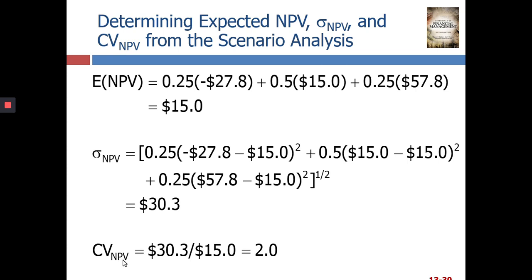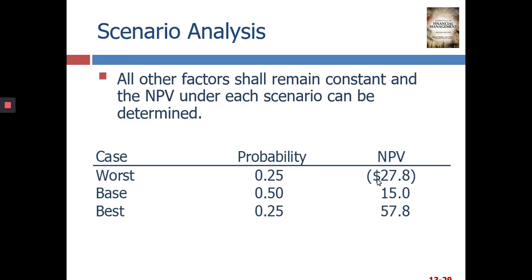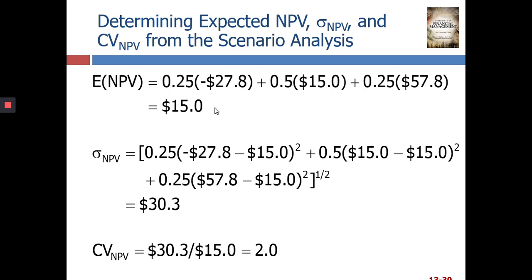So with all the different scenarios, worst, normal, the best, with the respective NPV, we want to know what is the expected NPV. Alright, this is the expected NPV. As you can see, it's worst, 15 is base, and best. So probability times the NPV, add up all together, that is your expected NPV. It's just like we did previously, right?